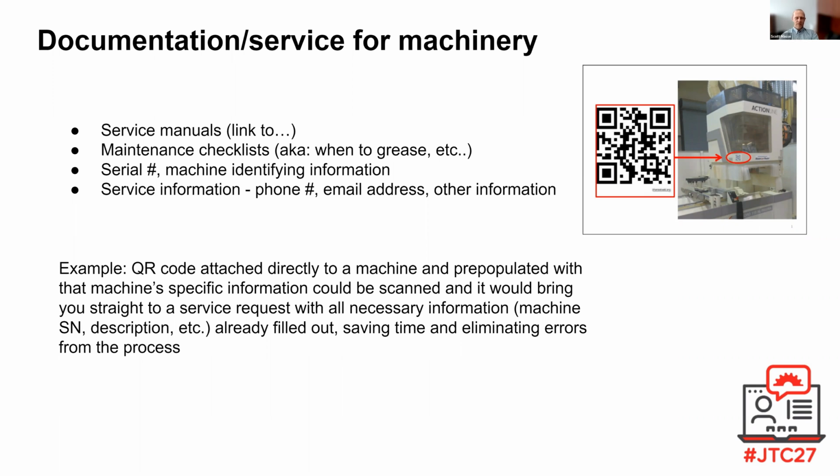And taking that example even further, imagine scanning a QR code and having a pre-filled service request form open on your device with all the required information about the machine and contact information for the company listed, saving you time and eliminating errors from entering the wrong serial number. The maintenance person would then simply fill in the description of the problem and click submit to request service.